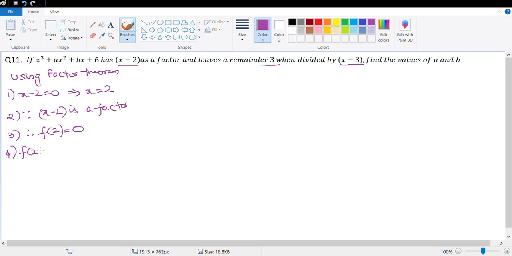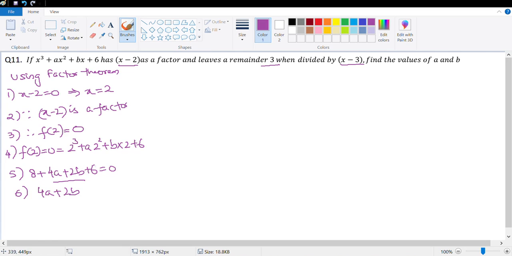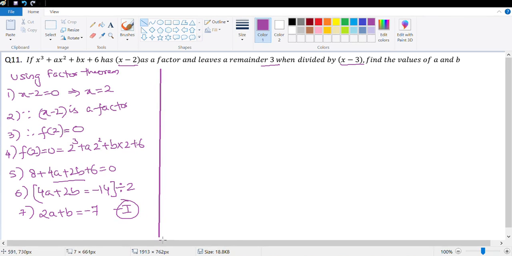So f(2), which should be equal to 0, is equal to 2 cube plus a times 2 square plus b times 2 plus 6. Now 2 cube, that's 8, 2 square, that's 4a, plus 2b plus 6 is equal to 0. That gives us 4a plus 2b, and this is 8 plus 6, which means 14. Let's take it on the other side, so that's negative 14. All elements have 2 common. Let's divide everything by 2, and what we get is 2a plus b is equal to negative 7. That's our first equation.